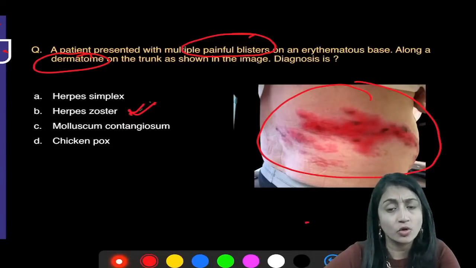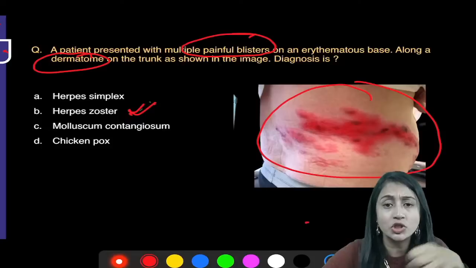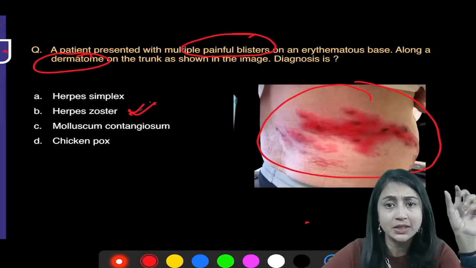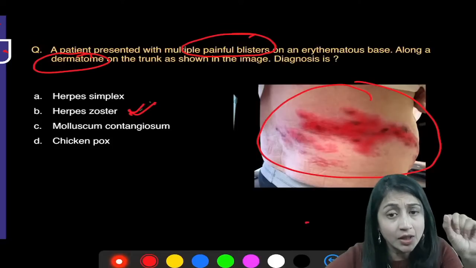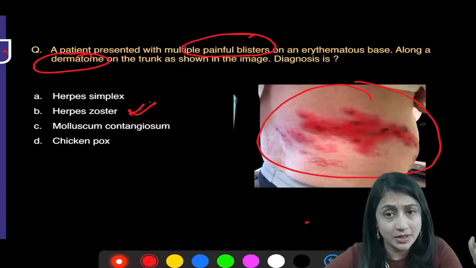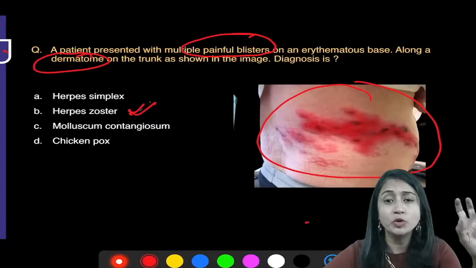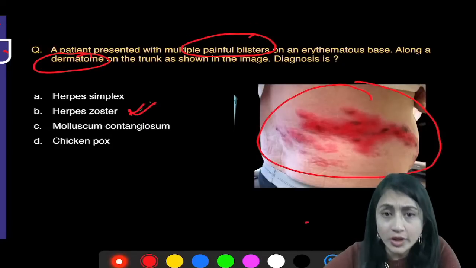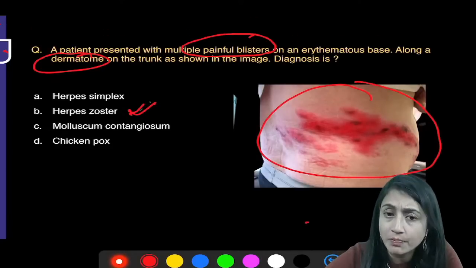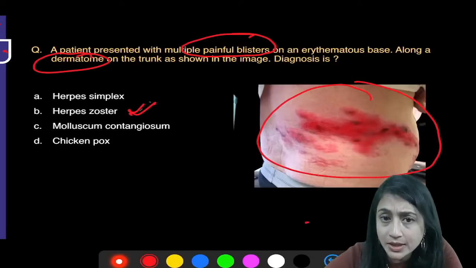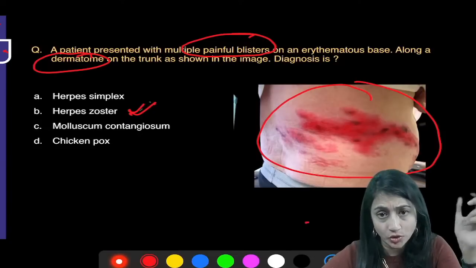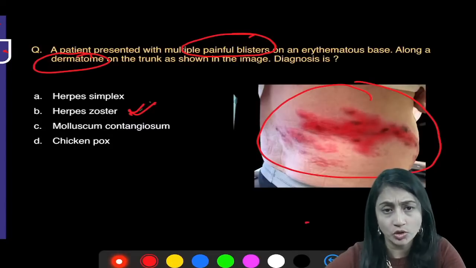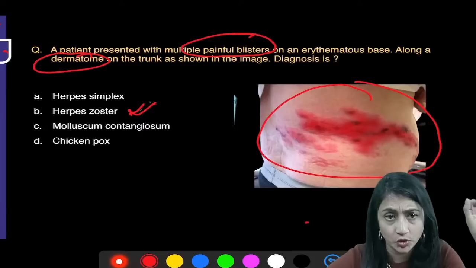Now let's look at the other options. Probably there was something else in the question, so I'll quickly discuss the other options. Herpes simplex: what is herpes simplex? It's caused by herpes simplex virus. There also you might get vesicles, but where? Usually if they're asking you about herpes simplex infection, either they'll give you an oral mucosa or a genital area, where we are thinking of either herpetic gingivostomatitis, herpes genitalis, or herpes labialis on the lips. That would again be painful, but there would be no correlation to a dermatome. HSV is not related to a dermatome.